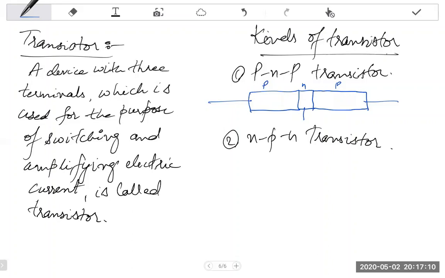this. This is called base. One is called emitter and the other is called receiver, no, not receiver. There's some other term for it. I don't remember that. At least it has some other term. I'm not writing it here. A PNP transistor has P materials on both sides and N material in the base.